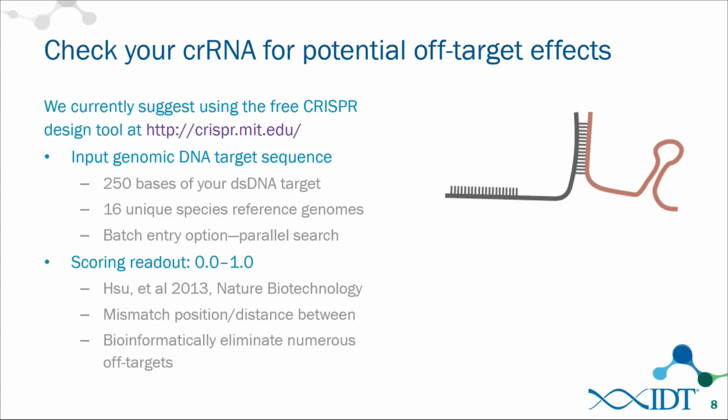The scoring readout is based off of work from the 2013 Nature Biotech paper from Hsu et al., which considers the mismatch, the position of the mismatch within the guide RNA, as well as the distance between those mismatches, and all, again, coming together to bioinformatically at least try to eliminate as many off-target effects as possible.